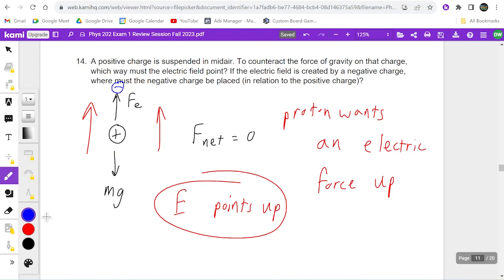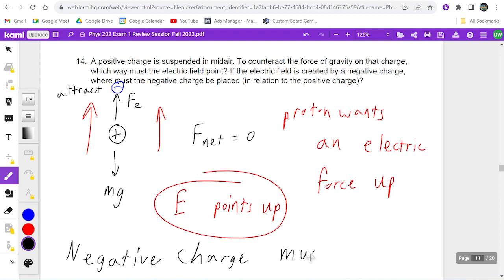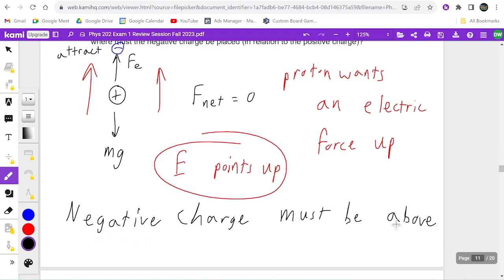And then the other way you could have thought of this is that opposite charges attract to one another, and an attraction force will push the positive charge upward. So no matter what way you think of it, the negative charge must be above. That's the answer. Any questions? No?